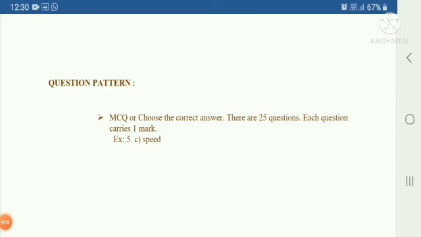The question pattern in this test has only one Roman numeral, that is MCQ or choose the correct answer. There are 25 questions, and each question carries 1 mark. Students, you are expected to write answers only. You should write the answers with the question number and the option also. I have given an example below. You should write answers like the example.